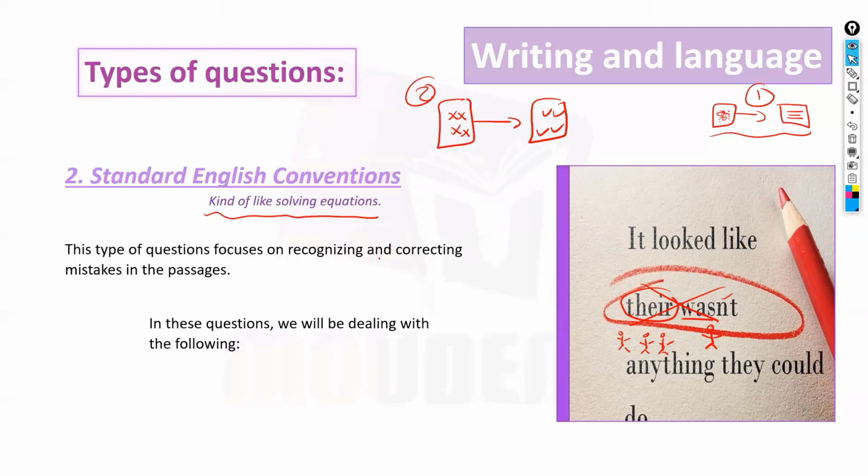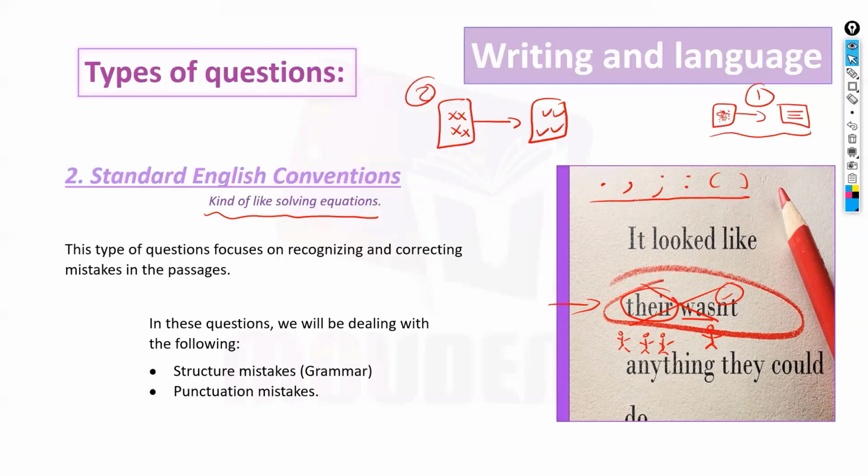In these questions, we will be dealing with the following: structure mistakes, like grammar, for example this mistake, "there wasn't", and punctuation mistakes. This is punctuation, guys: period, comma. The most common mistake in punctuation: you have a subject and a verb, for example, I play, then a comma, then a subject and a verb. Let me change the color. This is probably the most common mistake in the SAT, in writing in general. Most students make this mistake. You have to add something here, or here, or here.